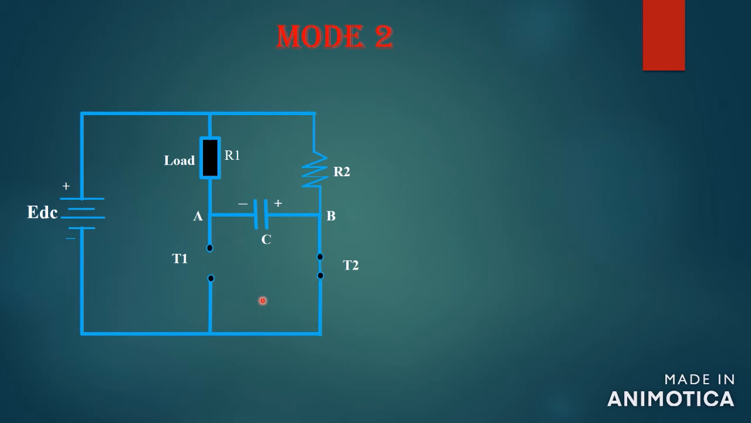So once the thyristor turns off, the current will start flowing through the device. So the current will start flowing from EDC plus, so it will flow through the load R1, through the capacitor, through the conducting thyristor T2, and completes its path through EDC minus. So once the current starts flowing through the device, the capacitor will start charging. Now the terminal A is connected with the positive terminal of the supply voltage, and B is connected with the negative terminal of the supply voltage.